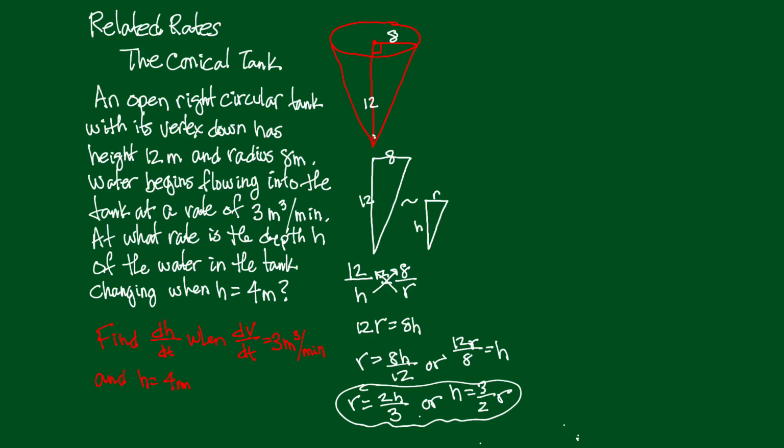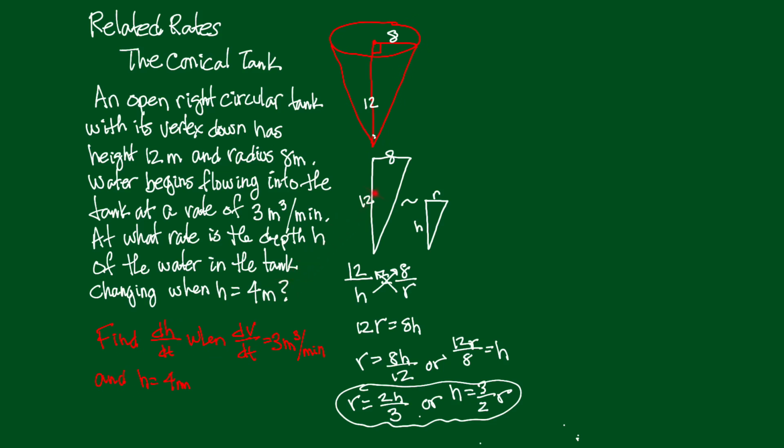So how do I know which one to use? Do I want to use this left equation here, R equals, or do I want to use the right equation, H equals? To help us make this determination, look back to what we're trying to find and what we're given. We're trying to find dH/dt when dV/dt equals 3. Now V, that's a volume. So it would be very helpful if we had a volume function.